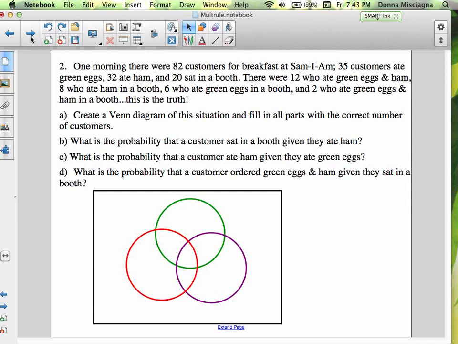All right, so one morning there were 82 customers for breakfast at Sam I Am. 35 customers ate green eggs, 32 ate ham, and 20 sat in a booth. There were 12 who ate green eggs and ham, 8 who ate ham in a booth, 6 who ate green eggs in a booth, and 2 who ate green eggs and ham in a booth.